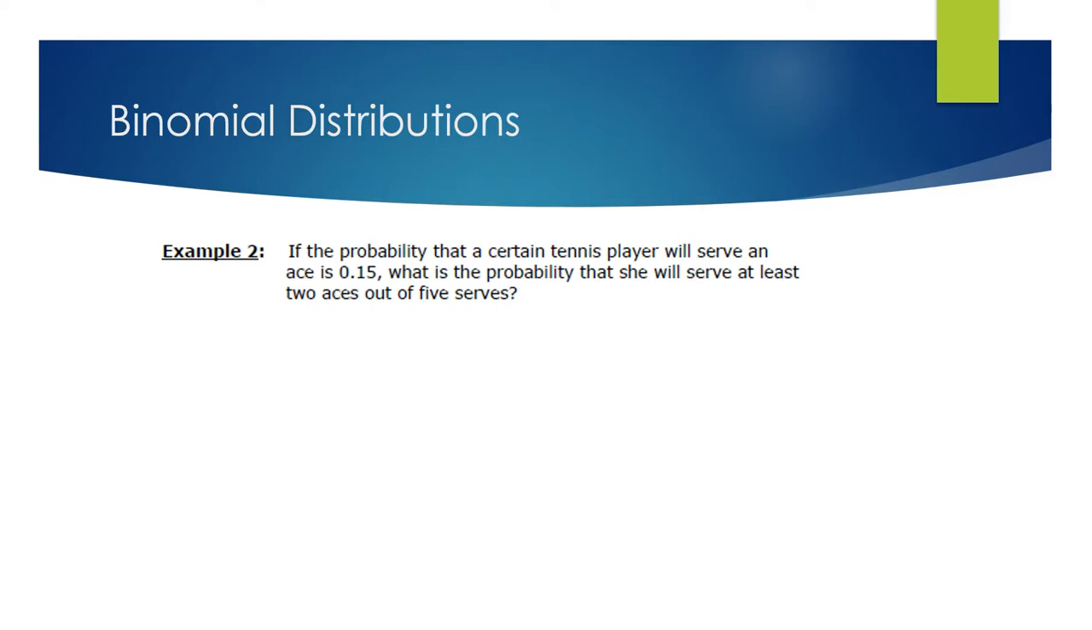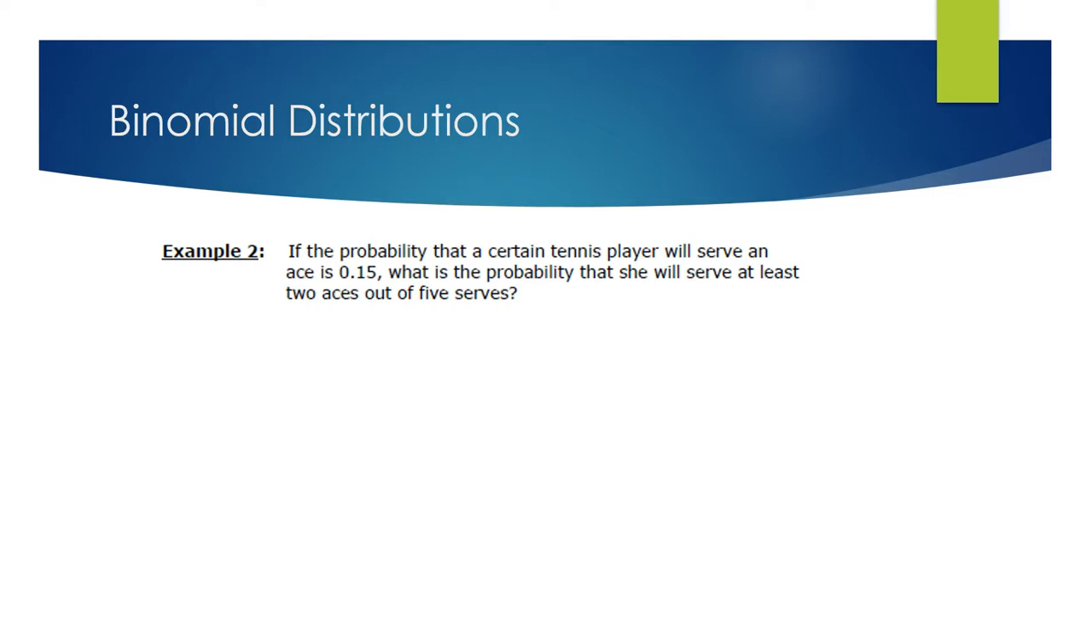So we're assuming that 15% of the time she's going to serve an ace. Each time she serves, there's a 15% chance that she's going to serve an ace. So based off of this, what is the probability that she'll serve at least 2 aces out of 5 serves? Try to see if you can figure it out, and give me an answer to the question, and then we'll go over it.